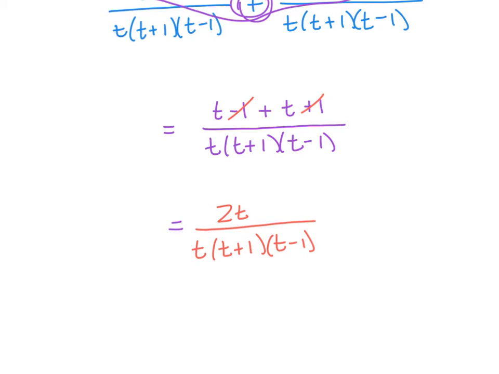We're looking to cancel anything on the top with anything on the bottom. T plus 1 and t minus 1 can only be factored with t plus 1 and t minus 1. So, do we have anything else that can cancel? This t right here is going to cancel with that t right there. Final answer is going to be 2 over t plus 1, t minus 1.